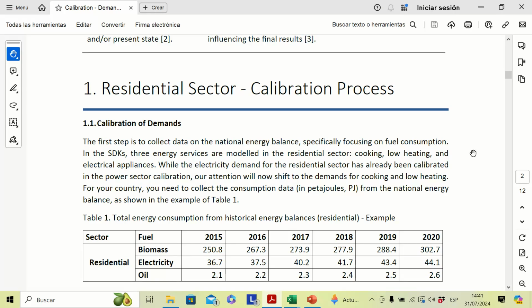As you can see in Table 1, just as an example, you have the different consumption per fuel. In this case you have biomass, electricity and oil, but you can have more types of fuel depending on what your country is. Essentially, two energy services are considered here: cooking and space heating. The third one is electrical appliances, but in a previous hands-on we discussed how to calibrate the power sector. That is the reason why we are not dealing with that calibration in this exercise.